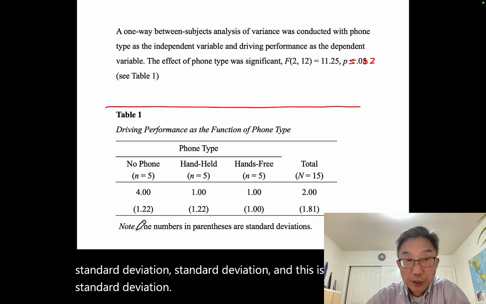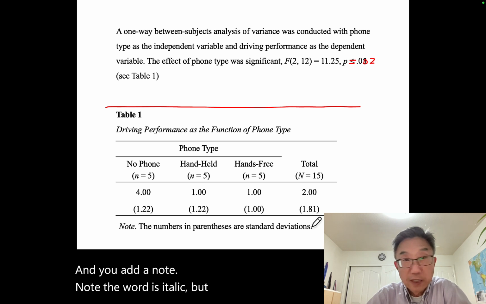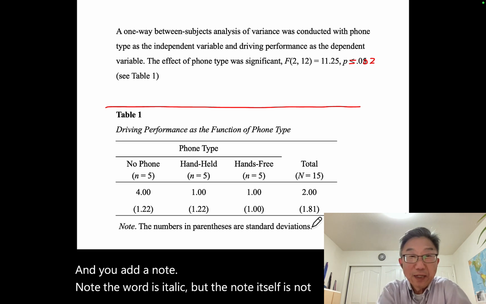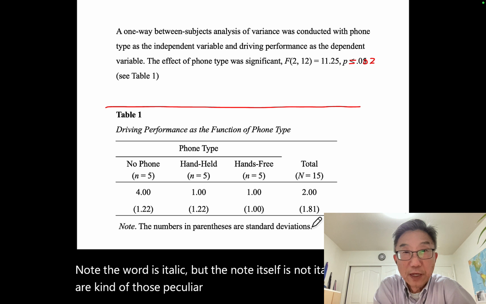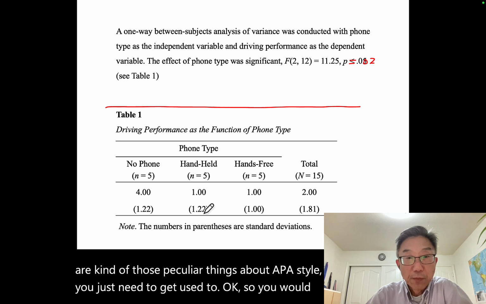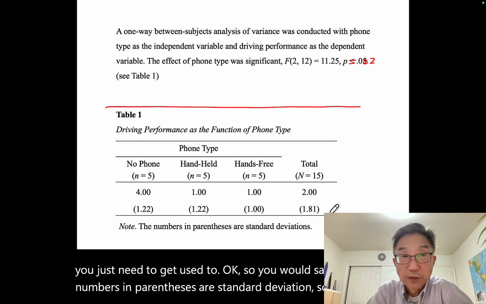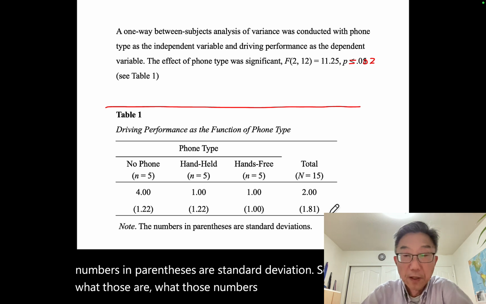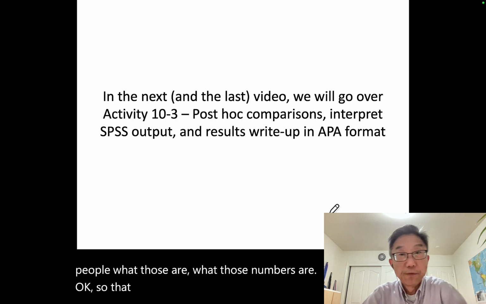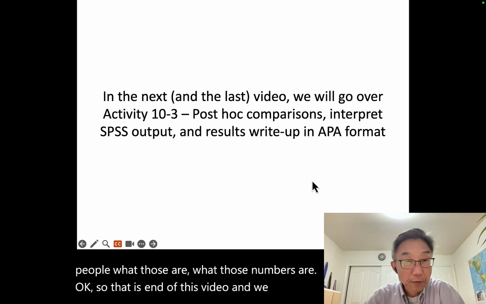And you add a note. The word Note is italic, but the note itself is not italicized. Those are peculiar things about APA style, APA format, that you just need to get used to. Okay, so you would say, note, the numbers in parentheses are standard deviations. So you tell people what those numbers are. Okay, so that is the end of this video, and we have one more to go, and then we're done.